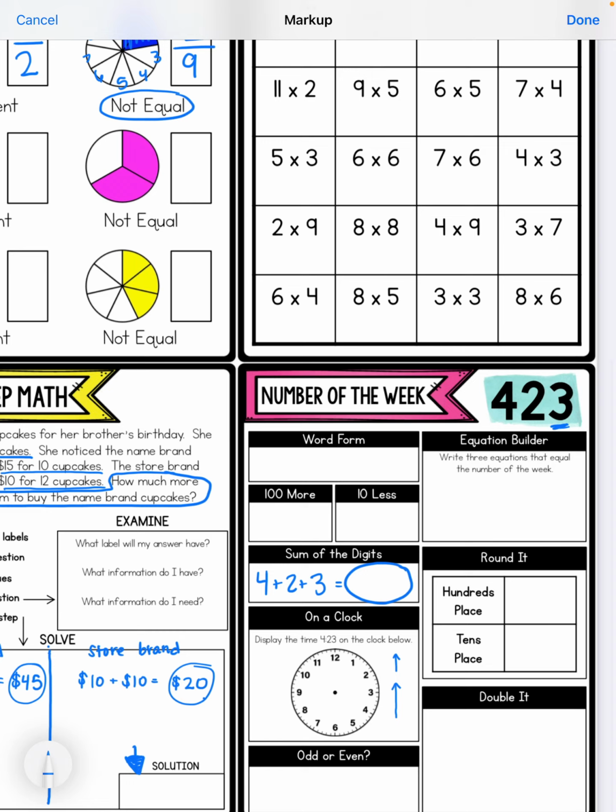Write 3 equations that equal the number of the week. So all 3 of them need to equal 423, no matter how you do it. You are going to have to round this number 2 times. So you're going to round 423 to the nearest hundreds place, and then 423 to the nearest tens place. And last one, double it.